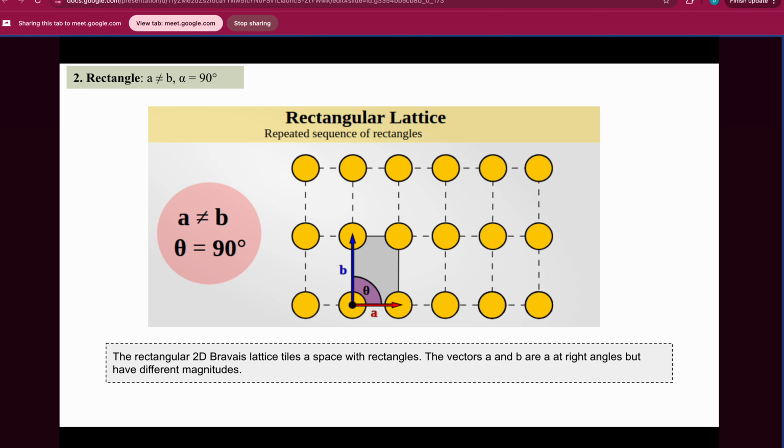In other scenarios, there is a possibility that both A and B can also be equal. That's why the square lattice is also possible in 2D lattices. So in this case, we are just looking at the possibilities of which lattices can be generated. So this is the rectangular lattice.